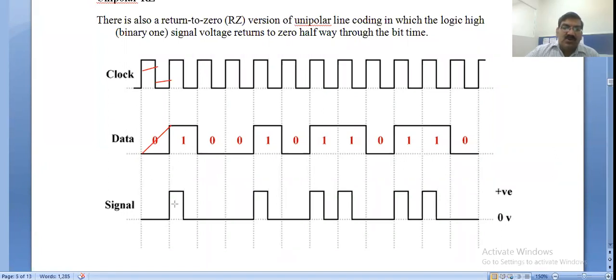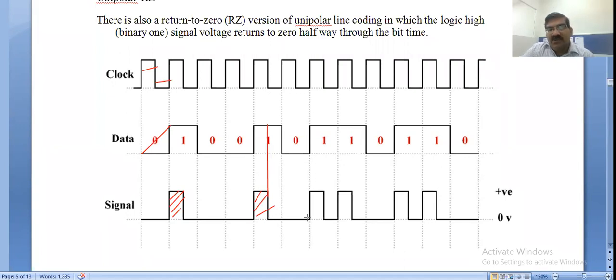Now this is 1. So in the half, if there is the positive, in the half of the pulse, it will return to 0. It will go to high level, that is positive voltage, and it will return to 0. And this is 0, so it remains 0. This is 0, it remains 0. Then again 1 is there. So again for half of the pulse, it will go high, and again it will return to 0.